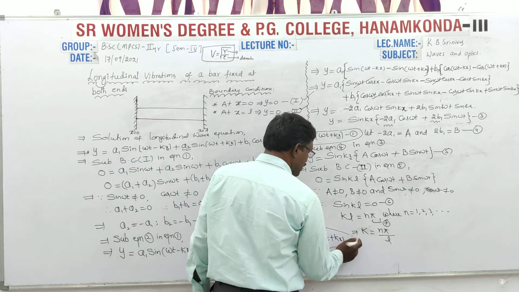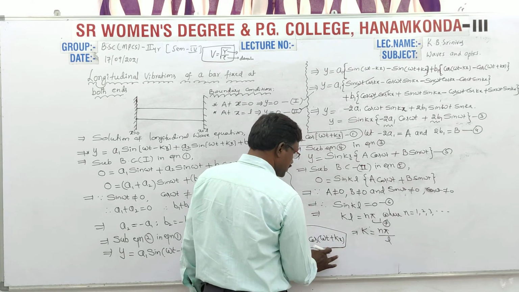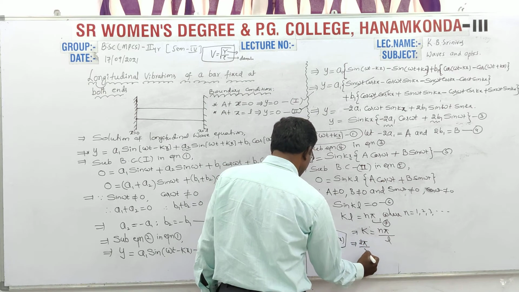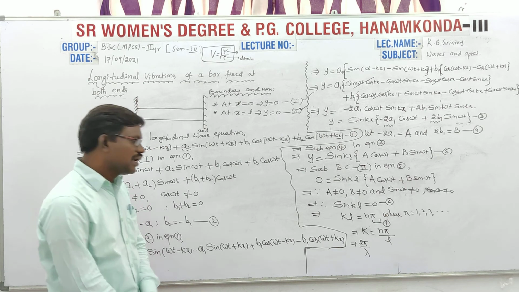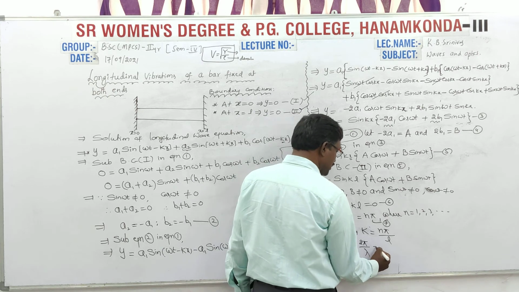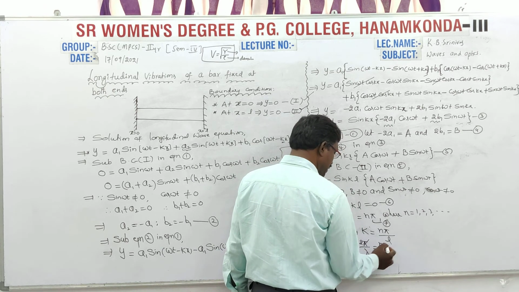Here I am writing k value. What is the value of k? k is equal to 2 pi by lambda. You have to remember, k is equal to 2 pi by lambda. Wave number value equal to 2 pi by lambda is equal to n pi by L. Pi gets cancelled.